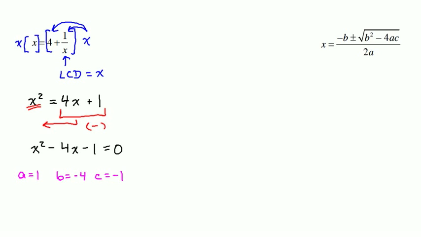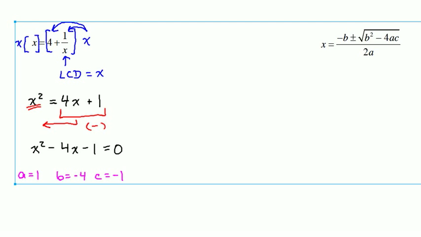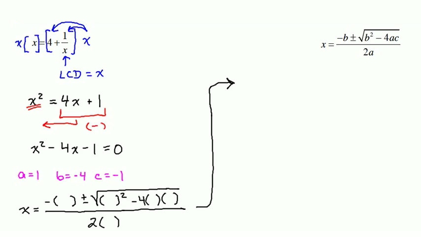I'll start by setting up my quadratic formula skeleton here and start plugging values in. B, negative 4, A is 1, C is negative 1, and A for the denominator is 1.